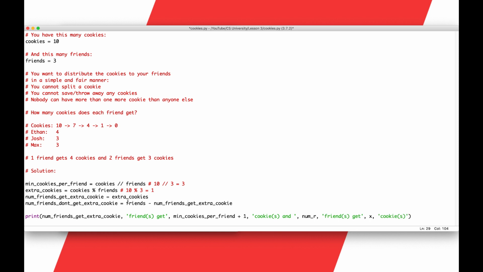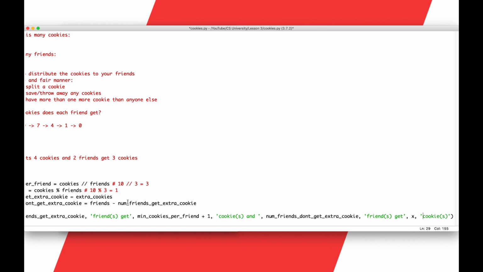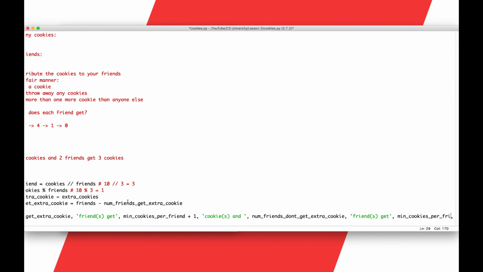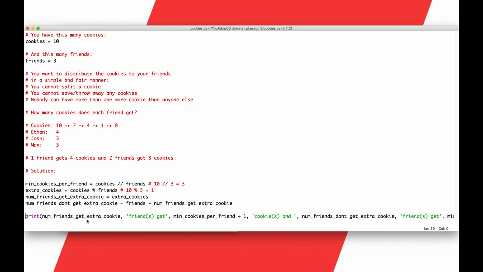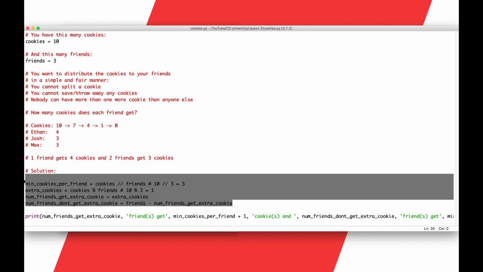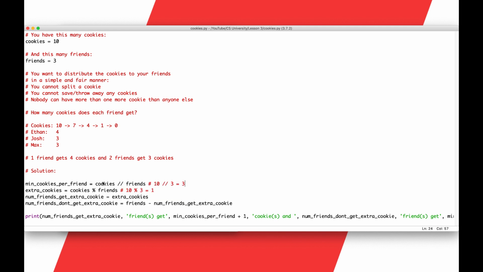And now, how about the people that don't get an extra cookie? Well, that's num friends don't get extra cookie. And how many cookies do they get? Well, they just get the minimum number of cookies, which is min cookies per friend. This is a really long line, mostly because the variable names are so long. But don't let that confuse you or anything. It's super simple. We're basically just printing out the answer in a nice format. But this is the interesting part, where we actually did the calculations and we used integer division and modulus to do it. So let's go ahead and test this first.